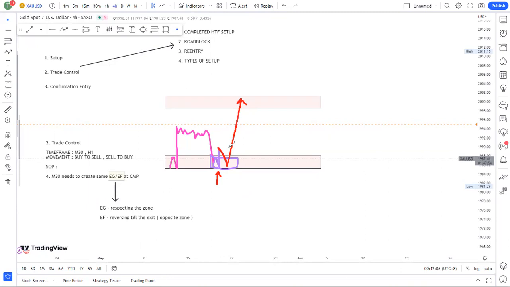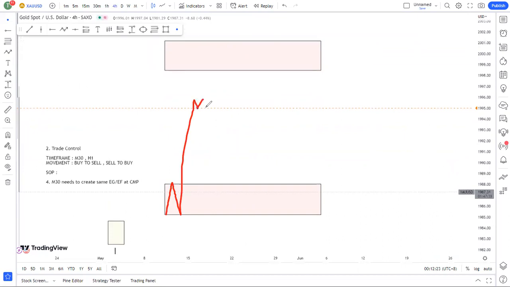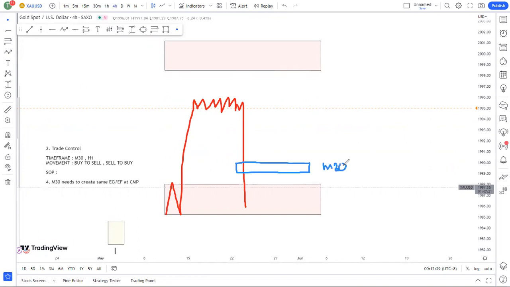Okay, so for example, I'm going to draw a clear one. Let's make it quite big. What if this is an engulfing buy? The price went down, boom here, and then we have an engulfing sell here. Can you imagine it? This is an engulfing sell on M30, because right now we are just talking about M30, trade control.